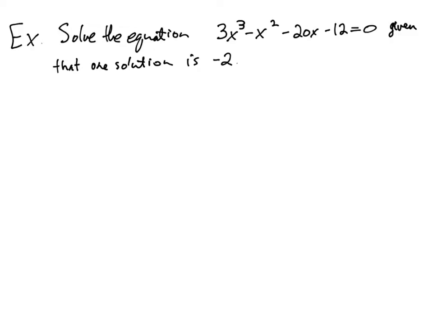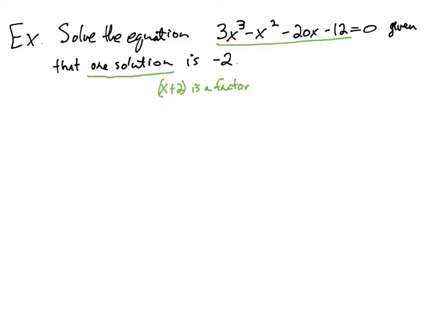All right, one last example here. This says to solve the equation 3x cubed minus x squared minus 20x minus 12, given that one solution is negative 2. Now, a couple things to mention. This says that one of the solutions is negative 2. That means x plus 2 is a factor of this expression here. So that's one thing to take away. And then negative 2 is a solution.